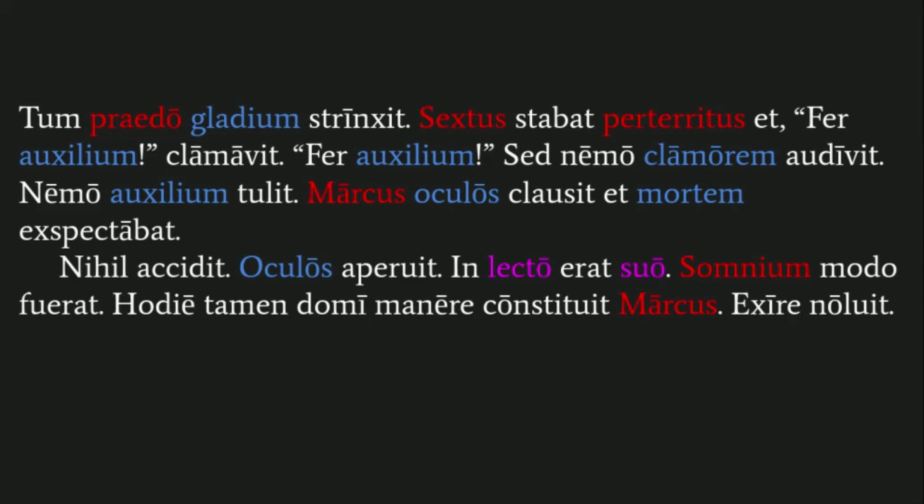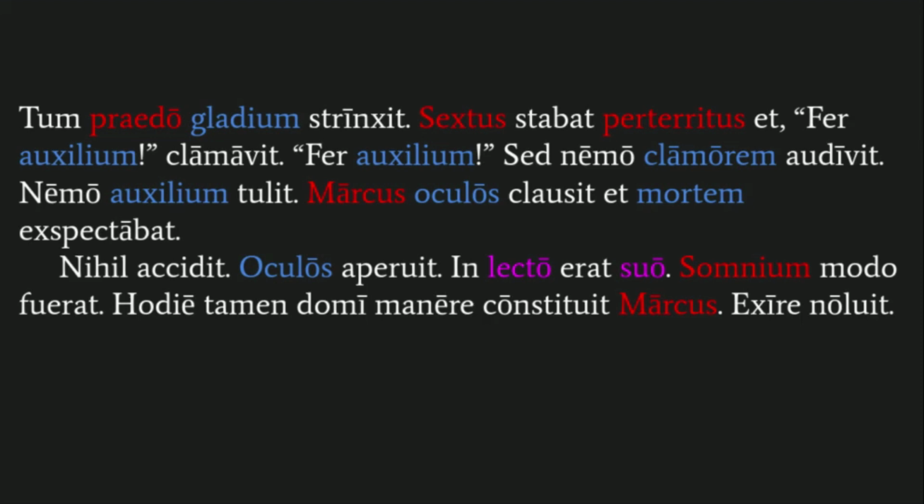Marcus oculos clausit et mortem expectabat. So Marcus is your subject. He clausit, he closed. It's the third principal part of claudo, right? Claudo, to close. So it says he closed his eyes, oculos, and expectabat, he was waiting for, or he was expecting, you could say, he was waiting for mortem, death. So Marcus closes his eyes and he assumes this is it, they're going to kill me. So kind of a dramatic and intense story here.